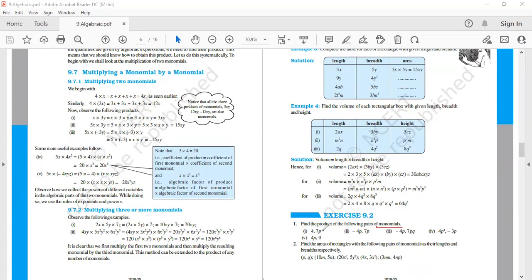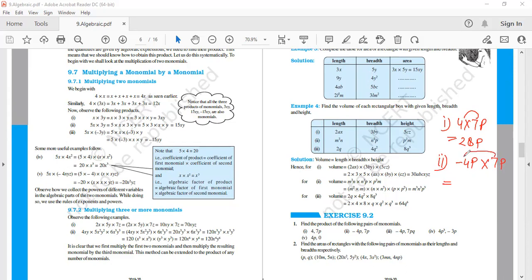So question number first: find the product of the following monomials. There will be two monomials in this question, and in this question also two monomials. So here it is the multiplication of monomials by monomials. Let us solve the first question. That one is very easy: 4 into 7p. 7 4s are 28 and p.